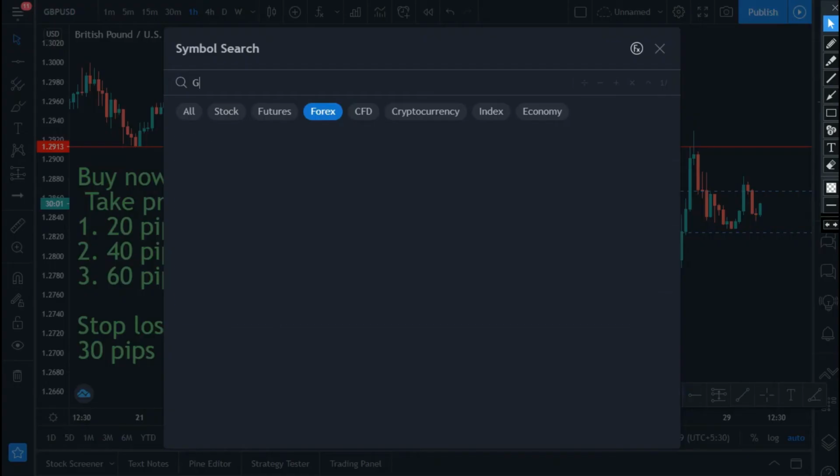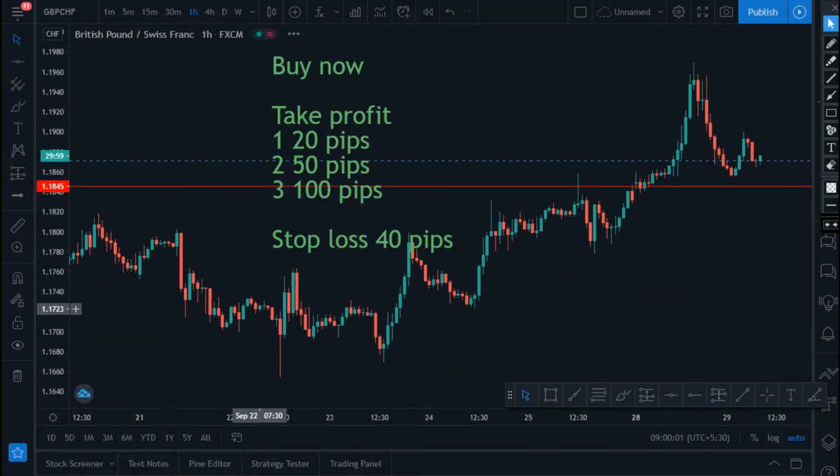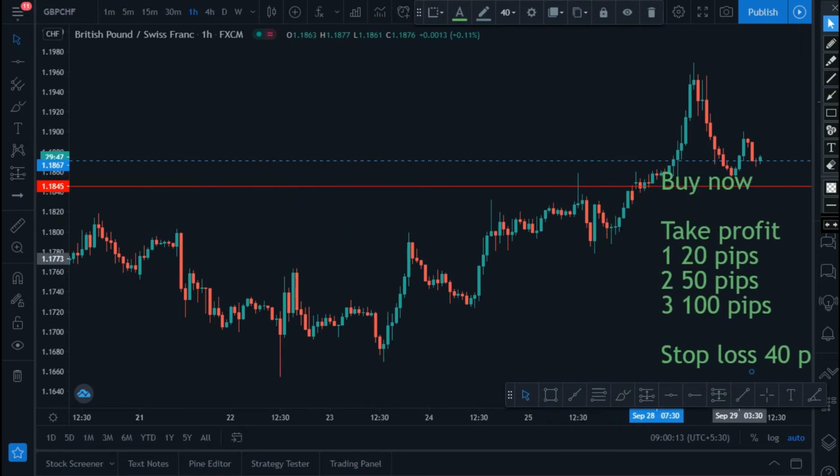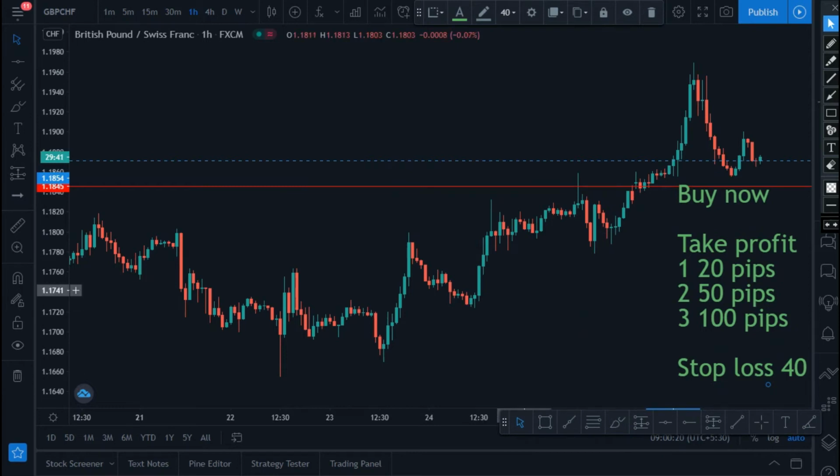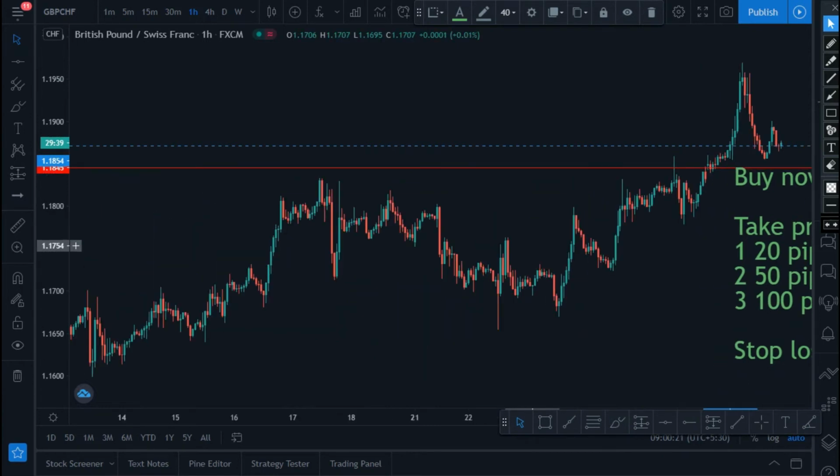So let's switch to the GBP CHF. Here also buy now, take profit will be 20 pips, and second 50, and third 100, and the stop loss will be 40 pips. So now I'm going to explain to you why I have placed my buy order in GBP CHF.